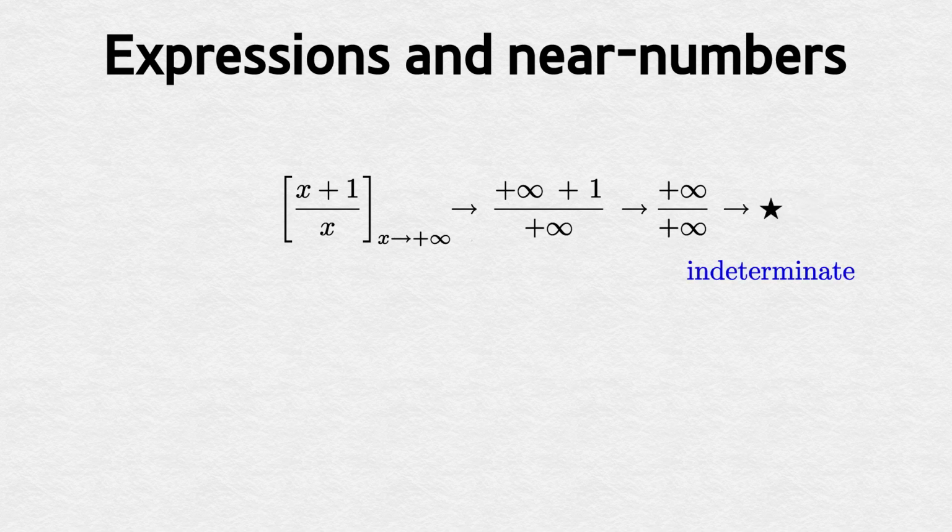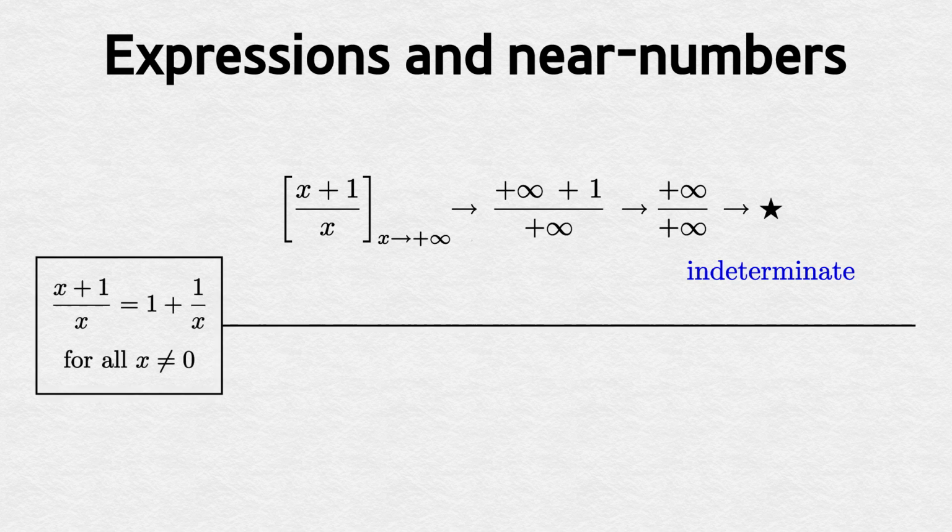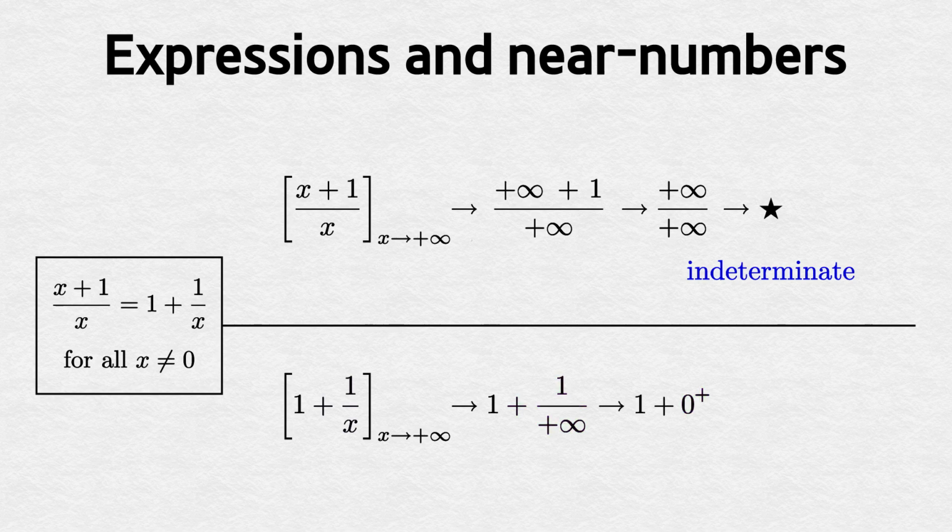We have an indeterminate statement because lots of things fit into this target, some of which converge and some of which diverge. But something quite different happens if we simplify the expression first to 1 plus 1 over x, which it equals for any non-zero real number x. 1 plus 1 over x when x goes to positive infinity goes to 1 plus 1 over positive infinity. 1 over positive infinity goes to 0 plus, and 1 plus 0 plus goes to 1 plus, so this has a limit of 1. This might be a bit startling at first glance.